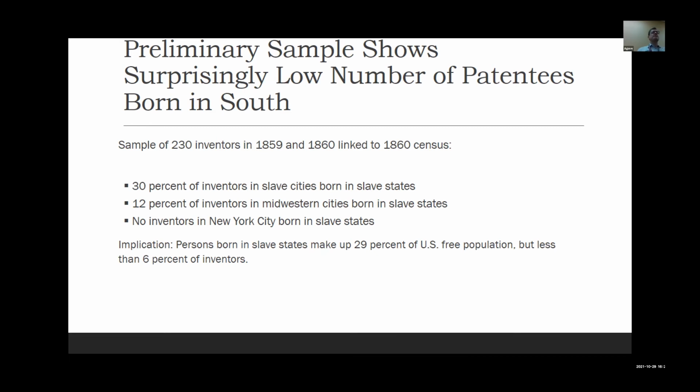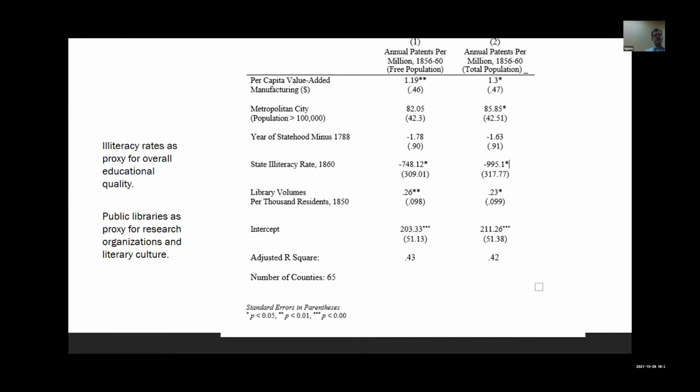And so the logic, the implication, is that people who are educated and acculturated in the South are less inclined to invent, no matter where they're located. And then to demonstrate this more directly with the regression analysis, it does indicate two indicators here that are particularly important. The state illiteracy rate in 1860 is strongly negatively associated with patenting rates.